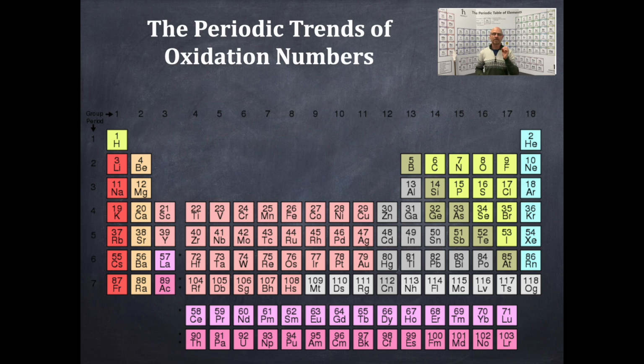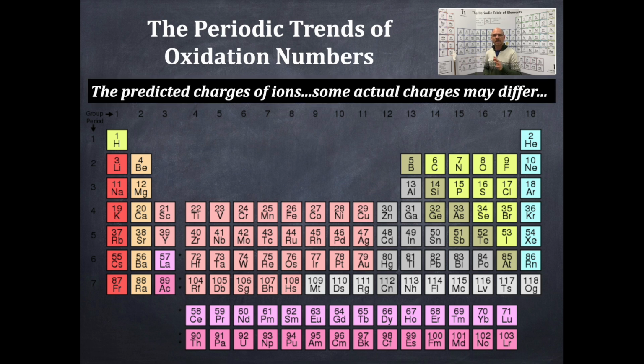or their specific charges of what their ionic charge would be when they either lose electrons when they're metals, gain electrons when they're nonmetals. Let's find out what these oxidation numbers are. Okay, here we go. These are predicted charge on ions. There may be some that differ from these, but we're going to go with the predicted charges. Again, these are trends. These are not absolutes.